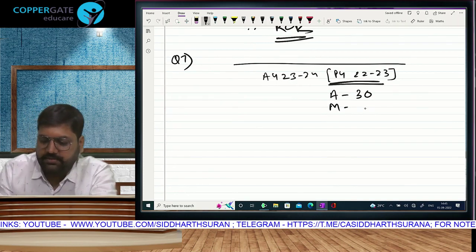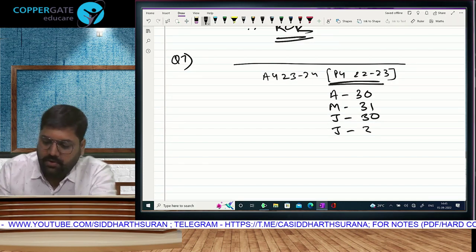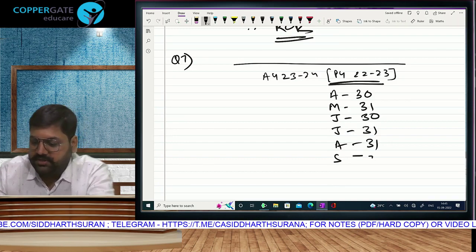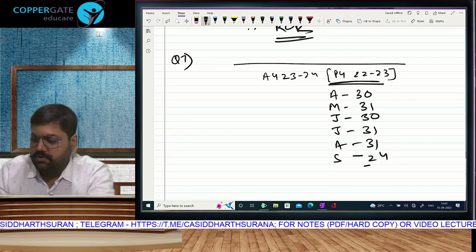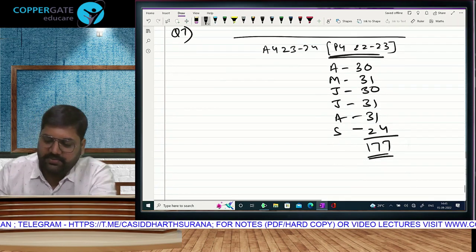May में how many days? June में, July में, August में, September. Because he left on 24. How many days in the current year? Now let's check the last 4 years.